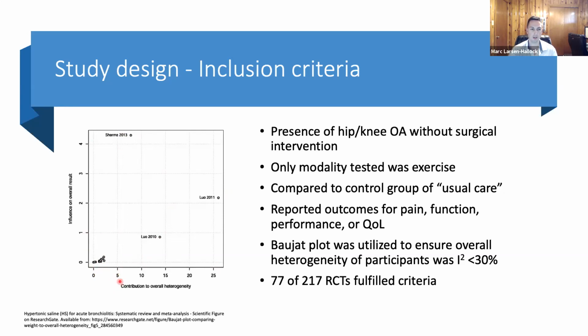So this contribution, if it's under 5, is typically pretty good. You can use another score as well. You can use the I-squared score, which has a statistical function which you can run. And their cutoff here was looking for less than 30% to be able to ensure that they had a homogeneous enough population. Once they did this calling process, they ended up with 77 of 217 RCTs.